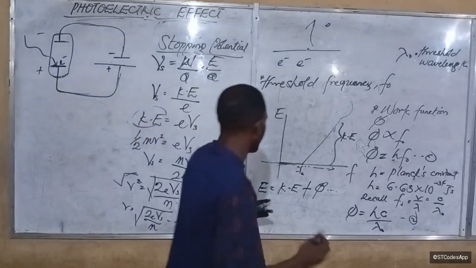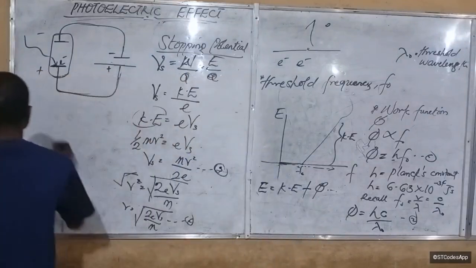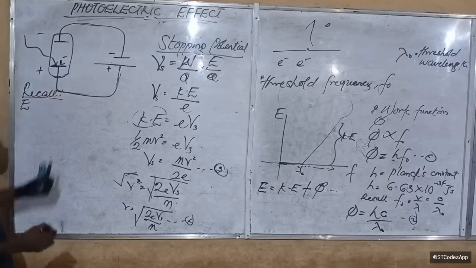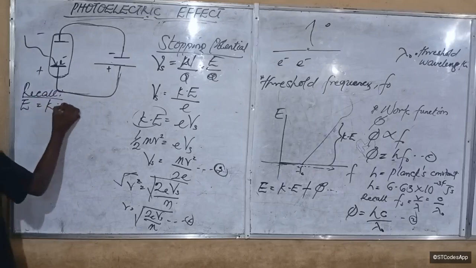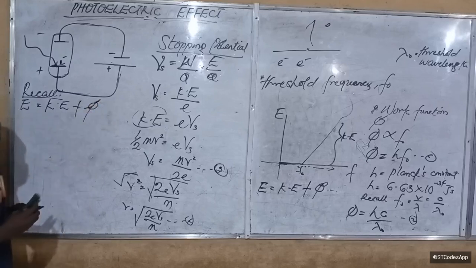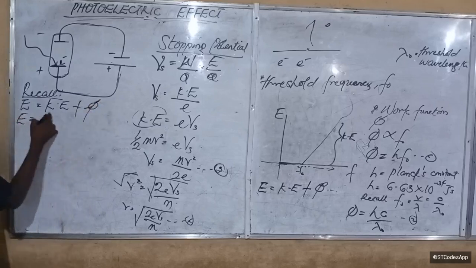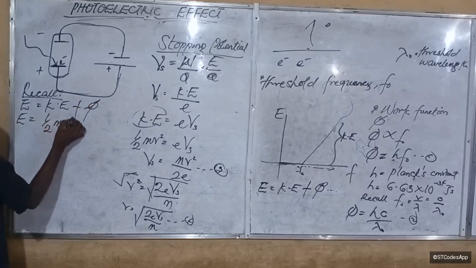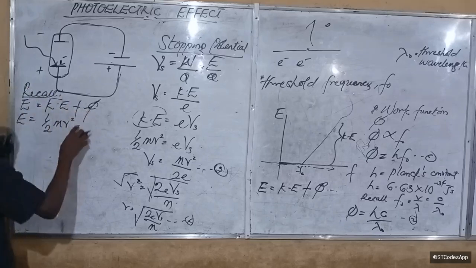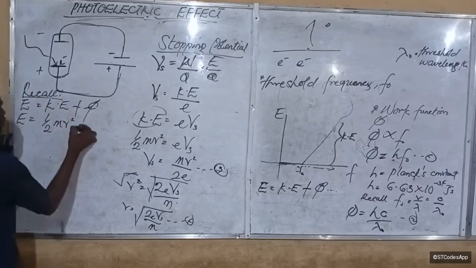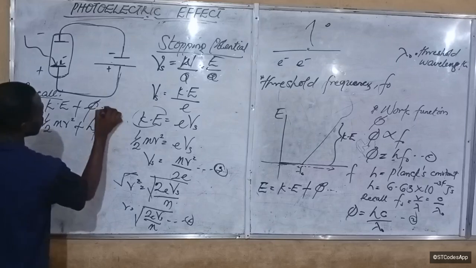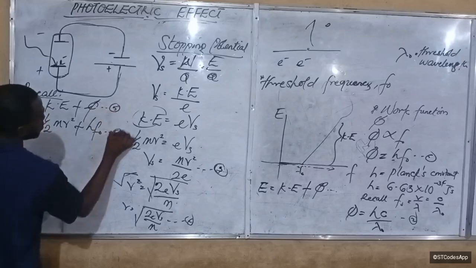Now, recall that we have said that E, the total energy that is given to the electron, is equal to the kinetic energy with which they move plus the minimum energy required to come out of the metal plate. If that be the case, then E is equal to half mv squared, which is the kinetic energy, plus phi, which is the work function. The work function is hf sub naught, so hf sub naught. This will be equation 5, and this will be equation 6.